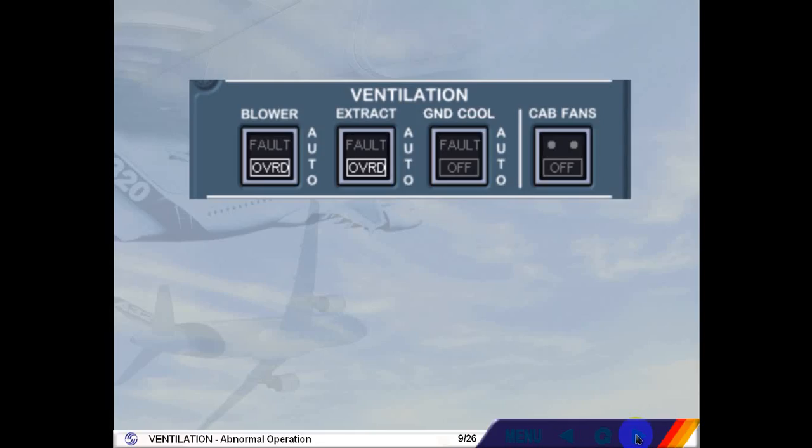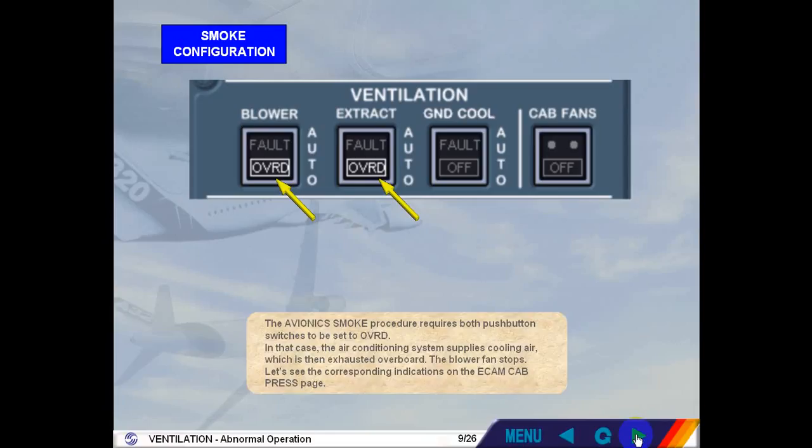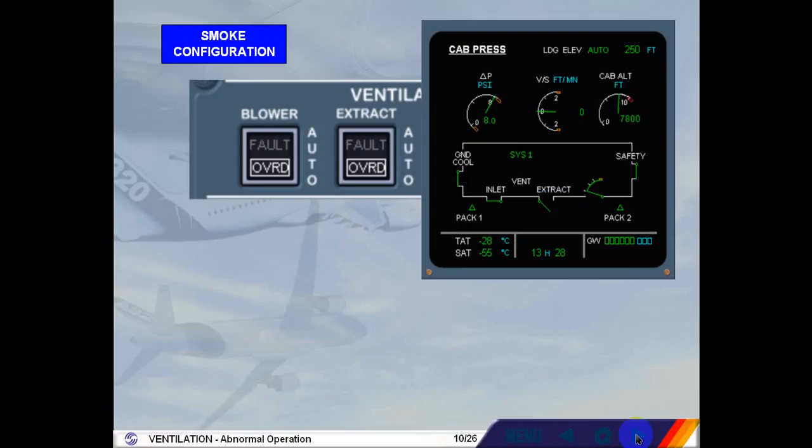The avionics smoke procedure requires both push-button switches to be set to override. In that case, the air conditioning system supplies cooling air, which is then exhausted overboard. The blower fan stops. Let's see the corresponding indications on the ECAM cabin pressure page. The extract valve is indicated as being partly open. In fact, the small internal flap has opened, allowing air from the ventilation system to be discharged overboard.